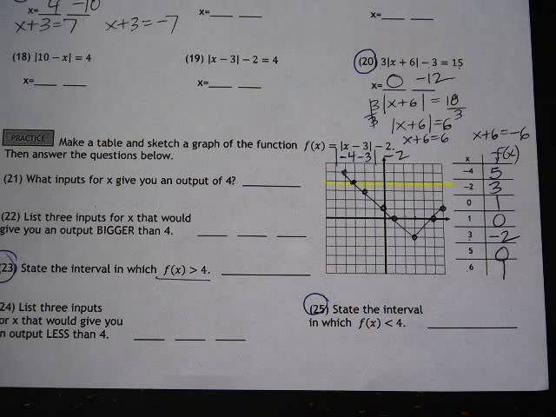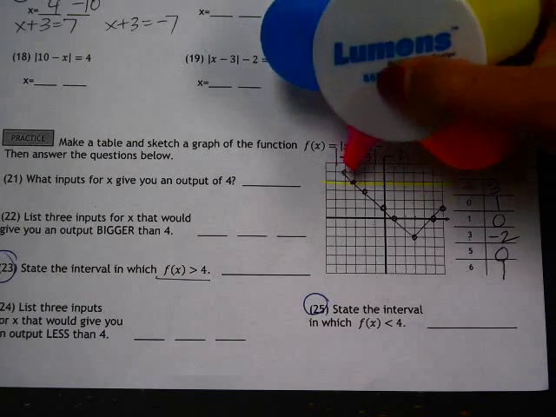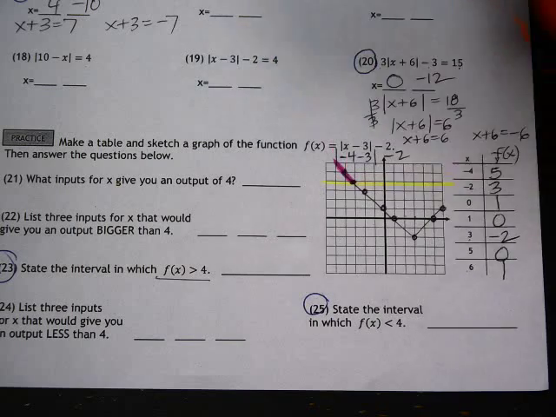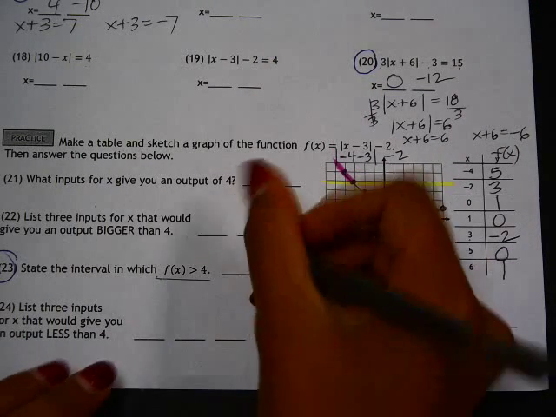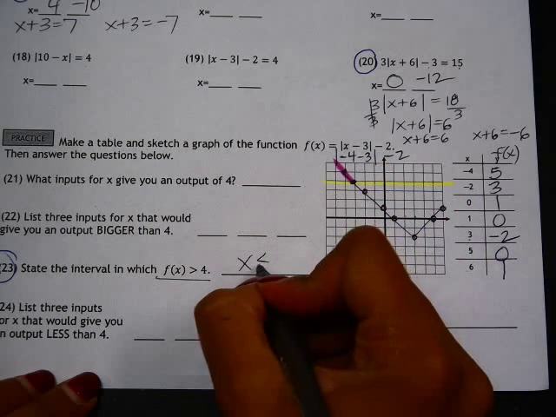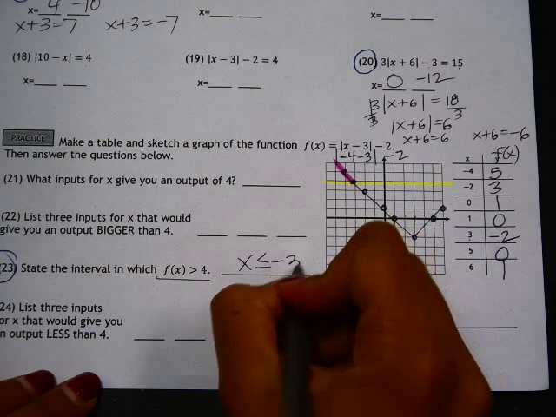So looking at the graph of the absolute value, the graph is greater than 4 in this section right here. So when x is less than or equal to -3.